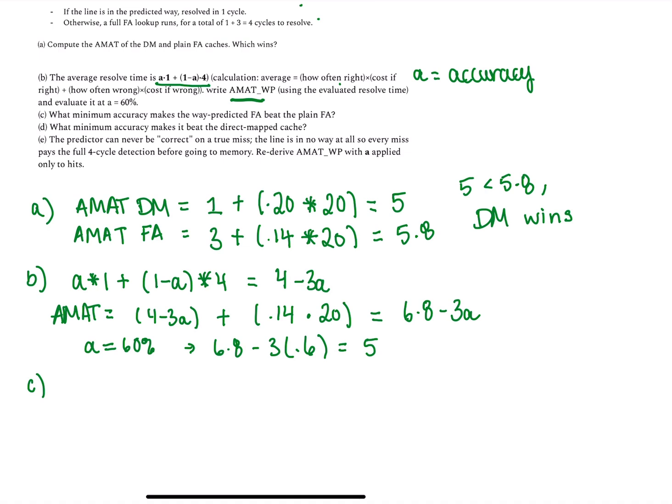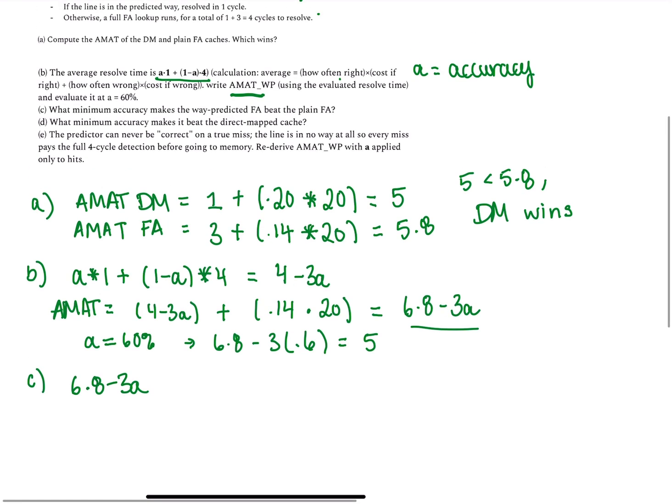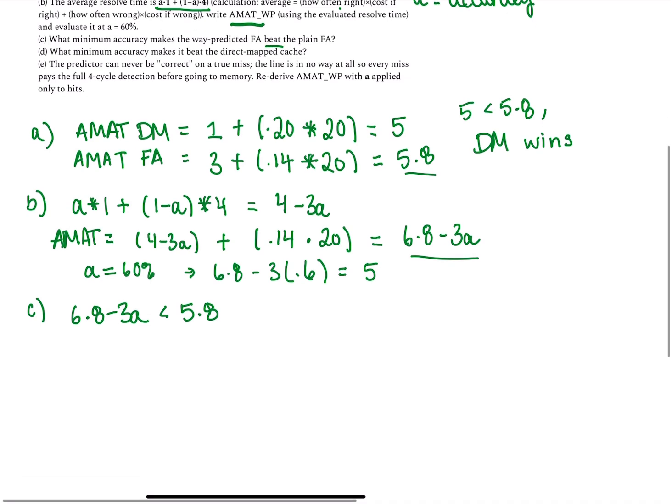Part C is asking for a minimum accuracy that makes the way predicted fully associative beat the plain fully associative. So we can use our AMAT here, 6.8 minus 3A, and we're solving for A, but we want it to be less than what we got for the plain AMAT for the fully associative. So it needs to be less than 5.8 in order to beat the plain fully associative, and we can get A as greater than 1/3 or 33%.